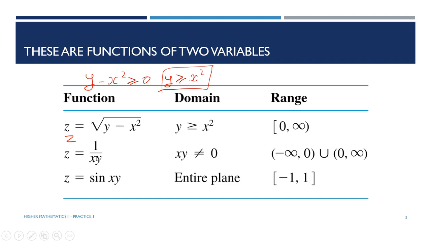In the second case, 1 over xy in the denominator, so xy cannot be 0. Multiplication cannot be 0. This is the domain. Third case, sine of xy. Sine function itself is defined everywhere, so we can choose any x and any y as a degree. But the range for sine function is from -1 to 1. We know this.